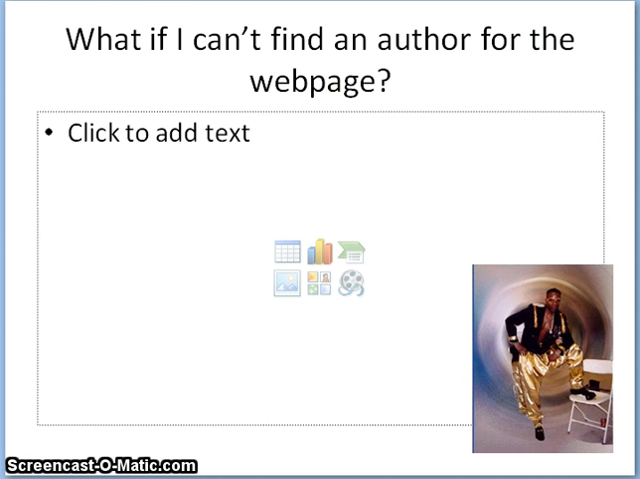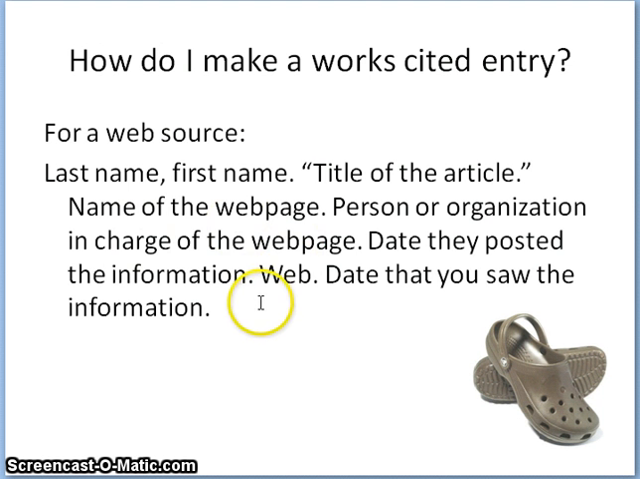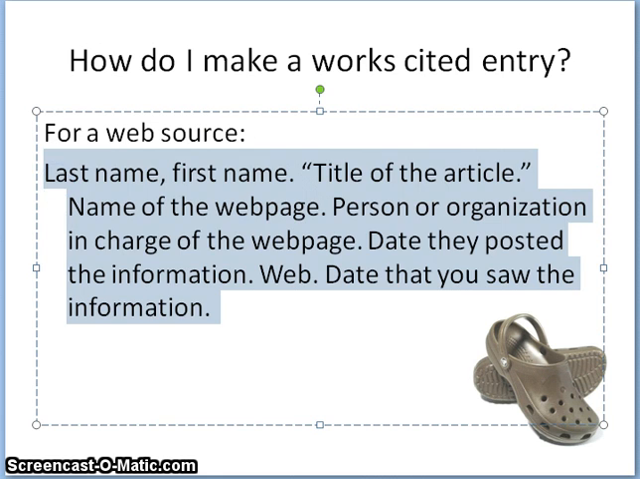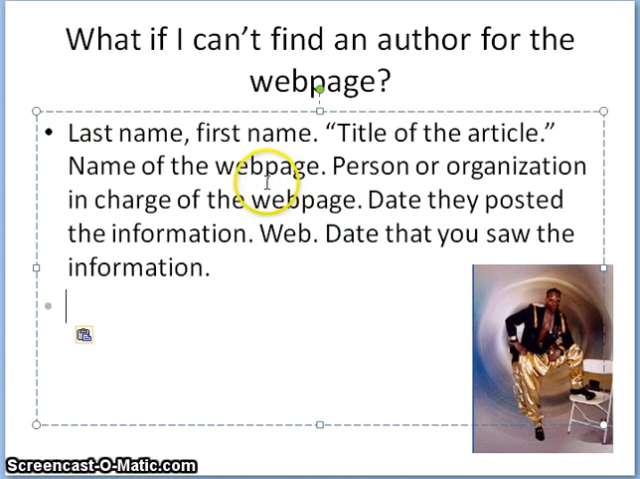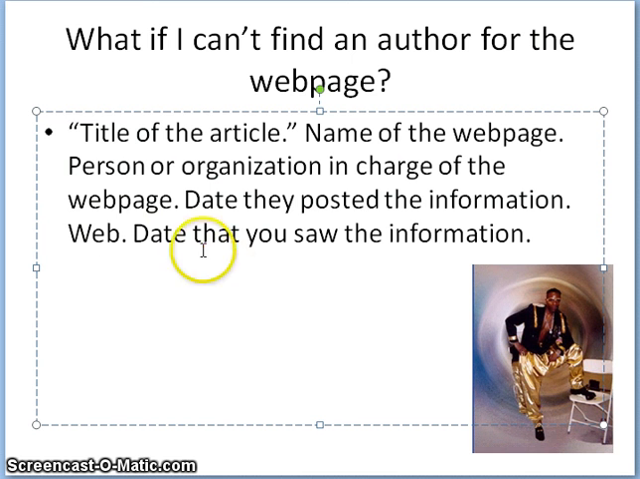Alright, but what happens if you can't find the author for your web page? Very simple. All you do is go to the next thing down the line. If we're following our formula, I'm just going to copy and paste this here, then if I don't have this, I just take it out. The next thing down the line is the title of the article. You're not going to put the name of the web page or the person or organization in charge, you're just going to go with the title.